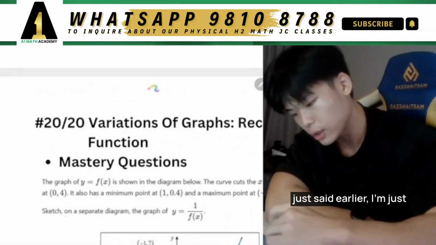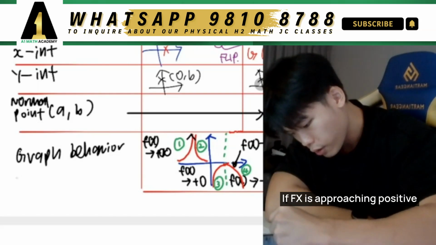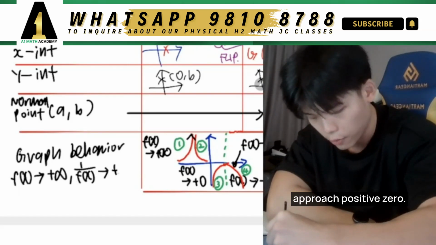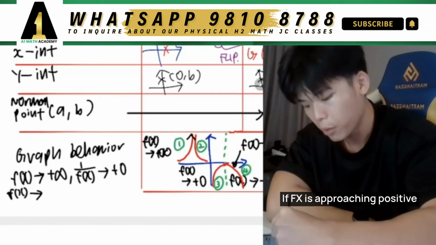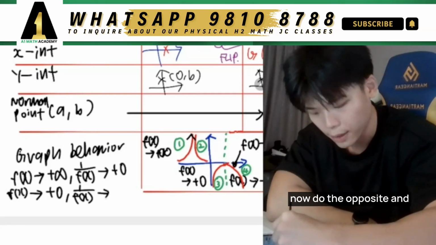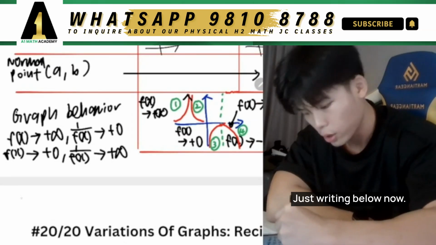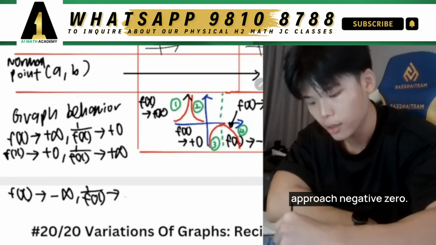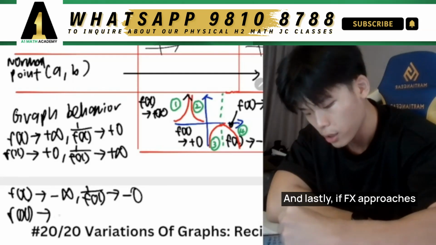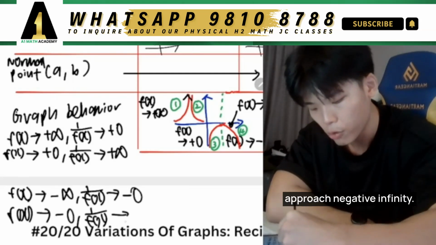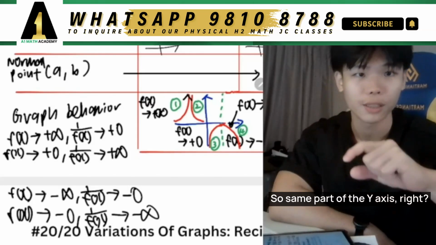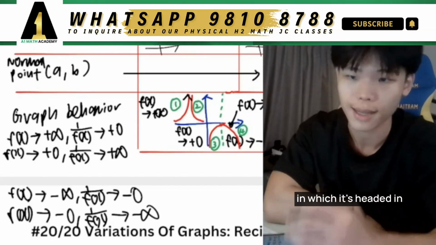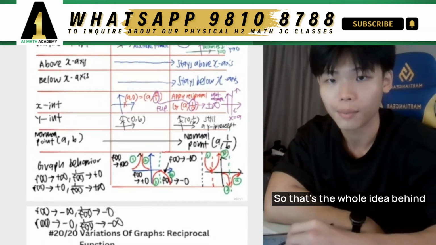Okay, to summarize what I just said earlier, I'm just going to write it here. If f(x) is approaching positive infinity, 1 over f(x) will approach positive 0. If f(x) is approaching positive 0, 1 over f(x) will do the opposite and approach positive infinity. Just writing below now. If f(x) is approaching negative infinity, 1 over f(x) approaches negative 0. And lastly, if f(x) approaches negative 0, 1 over f(x) will approach negative infinity. So same part of the y-axis, right? If it's positive, you stay positive. If it's negative, you stay negative. But the direction in which it's headed will now be different. So that's the whole idea behind this reciprocal graph.